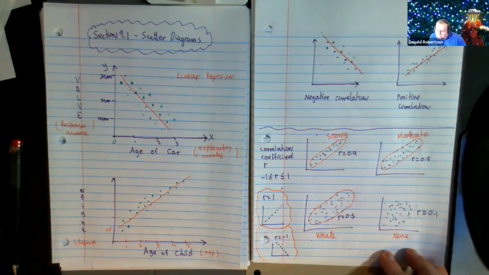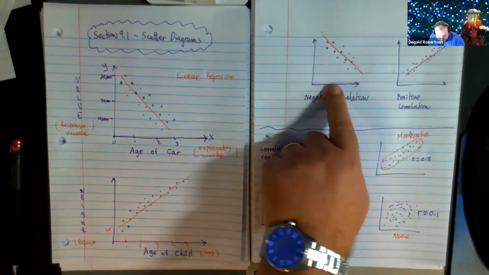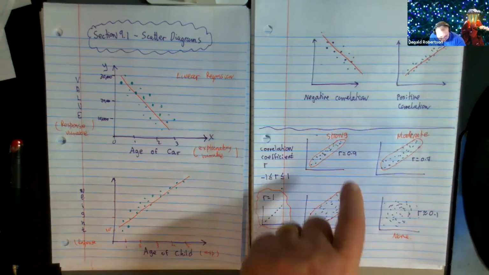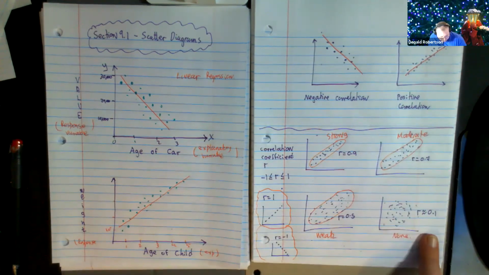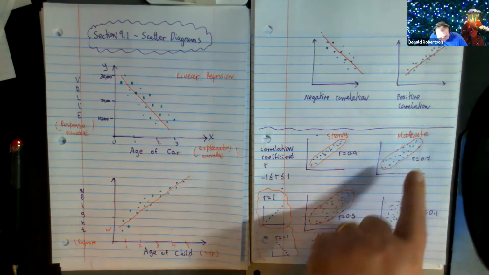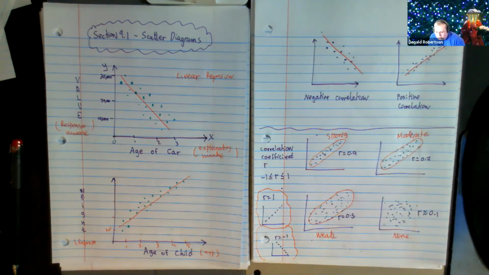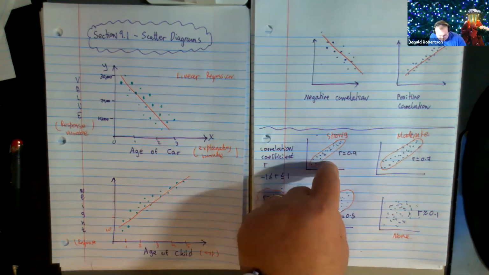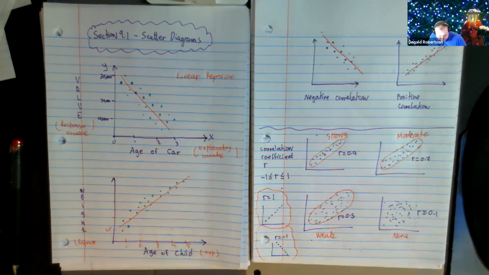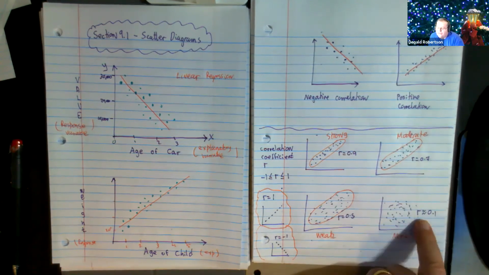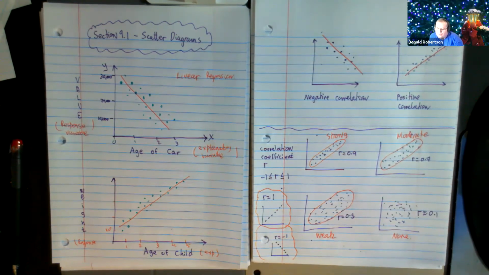So far, so good. Any questions? So we've talked about scatter plots. You can say positive or negative. We can talk about strong, moderate, weak, or none. We've also told you that there's a number, a correlation coefficient R, that puts a number on how close the data is to being a straight line. And I've given you signposts that you can use to pseudo guess that.